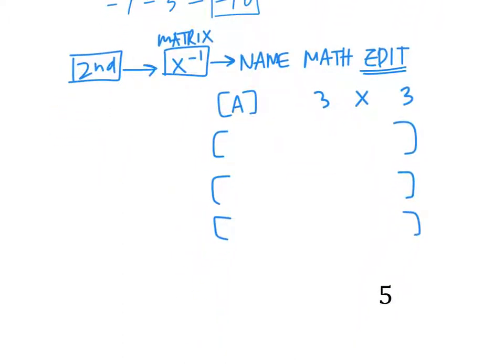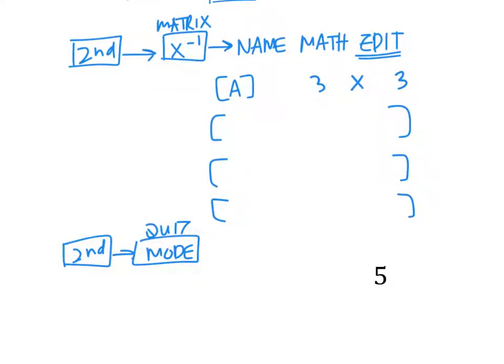All right, now that you entered everything, you're going to exit this matrix frame. You can go to second, mode. It says quit on the top, so it would just go back to the calculation frame. Mode is right next to second. All right, so now that you're here, we're going to do something with this matrix. So we want to determine it. So we're going to go back to second matrix. Right, so we're now going to go to math.